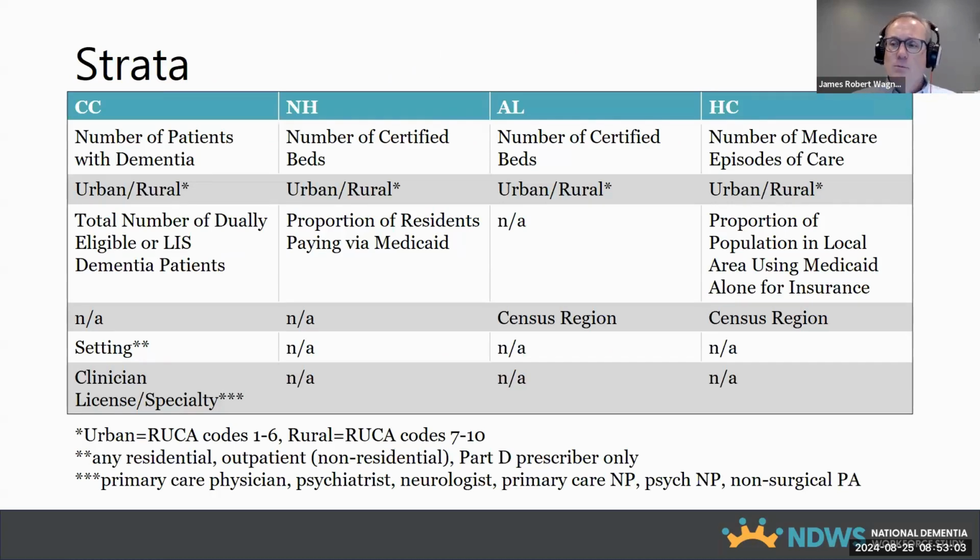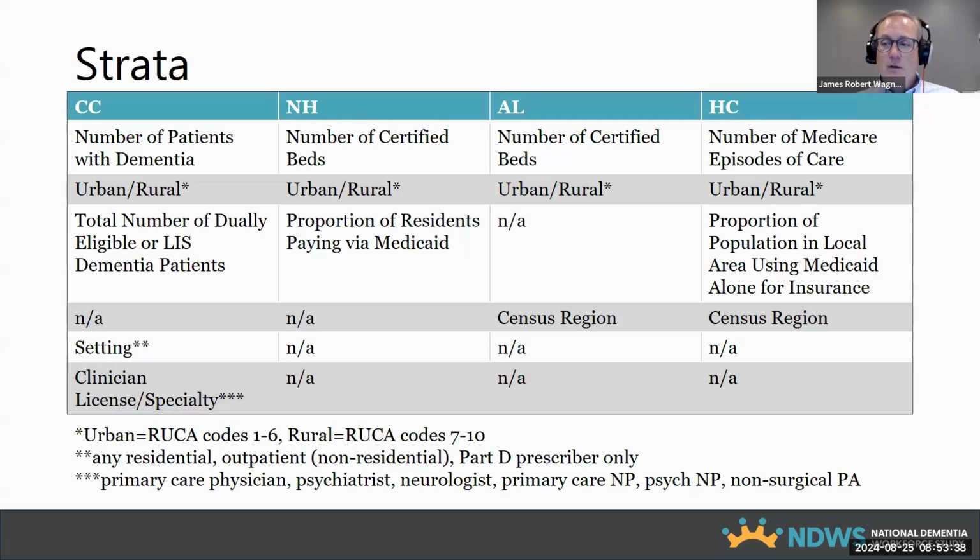The first row gives measures of stratification that are based on things that might be thought of as the size of the organization, the facility, or in the case of the clinician, the number of patients that they have, the number of patients with dementia. So for nursing homes and assisted living, we have the number of certified beds as a measure of how large that organization is. For the home care agencies from CMS, we have the number of Medicare episodes of care that were provided, again a rough measure of how large that agency is.